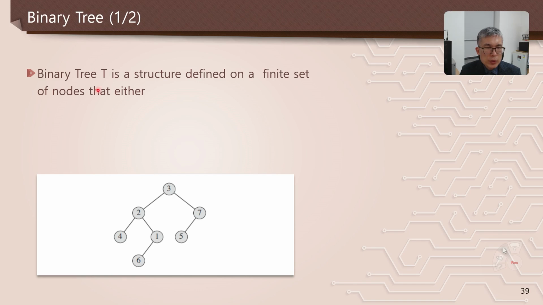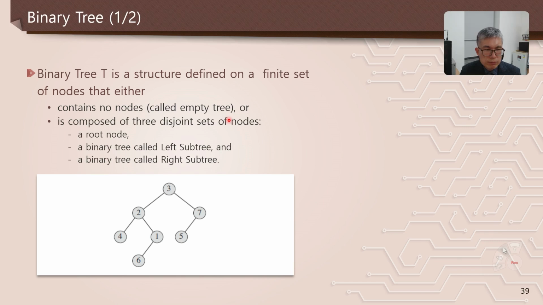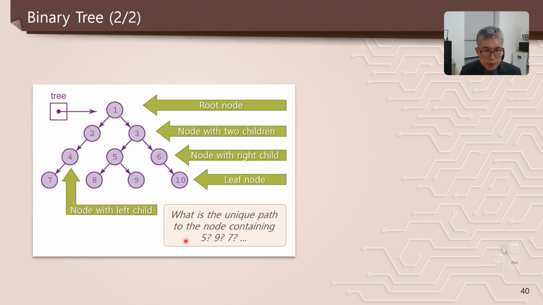So a binary tree T is a structure defined on a finite set of nodes that either contains no nodes, called the empty tree, or is composed of 3 disjoint sets of nodes: a root node, a binary tree called the left subtree, and a right subtree. This is the root, this is the left subtree, the right subtree of the root.